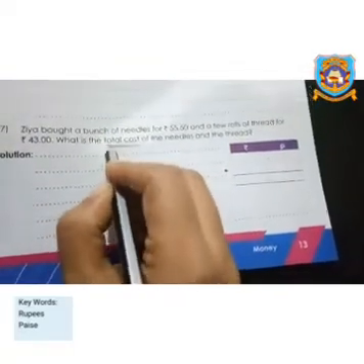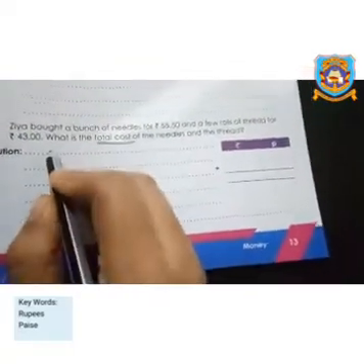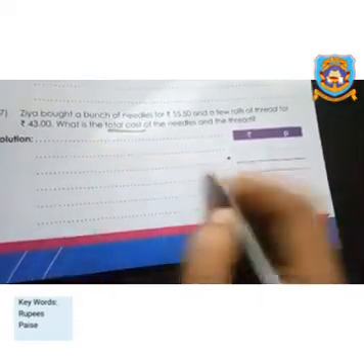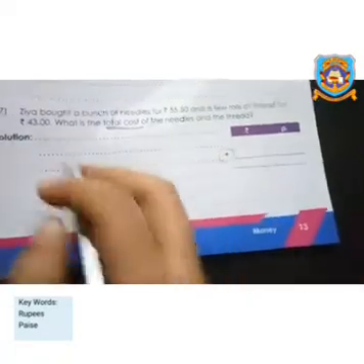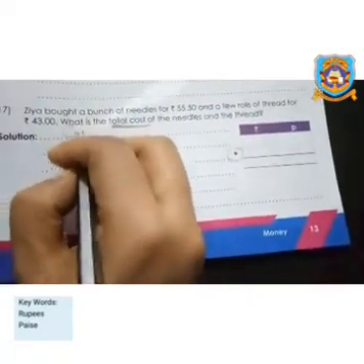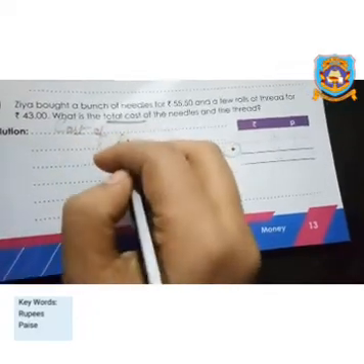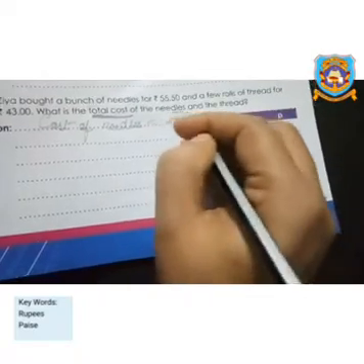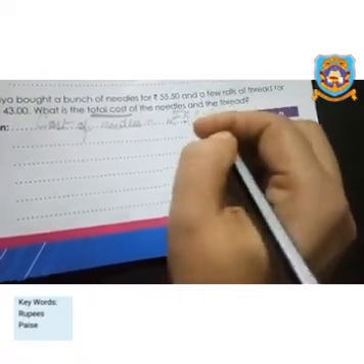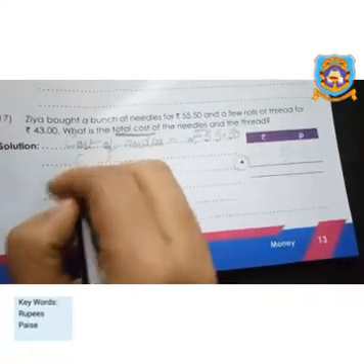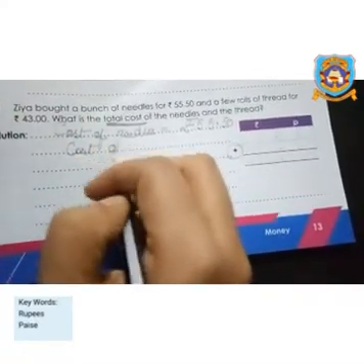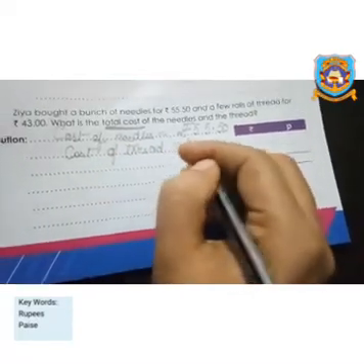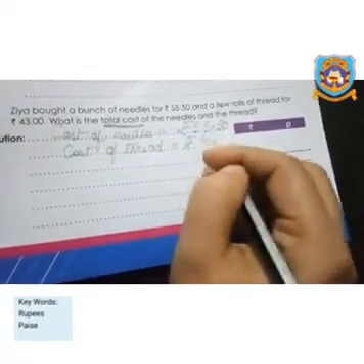Okay, so these are all the hints in the word problem, what you have to do, whether you have to do subtraction or addition. Since it is written total cost, that means we have to do what? We have to do addition. So cost of needles equals to rupees 55.50. Cost of thread equals to rupees 43.